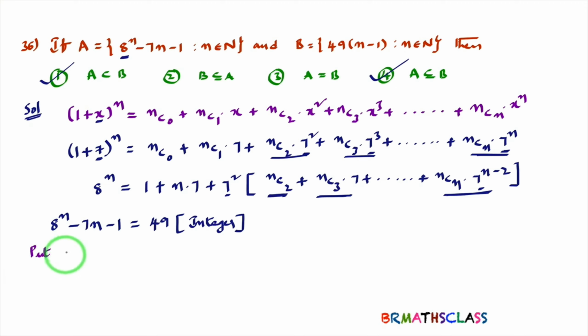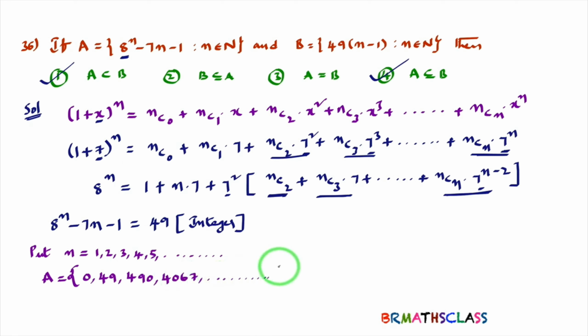First let me explain. I will put n as a natural number in set A as well as set B. All natural numbers I am taking. All these numbers I'll keep in set A. Just to understand, I am writing these steps. Not at all necessary to write these things in examination. If I put n equal to 1 in this, I am getting 0. If I put n equal to 2 in this, you will get 49. You can check if you want. You just put n equal to 2 in this and simplify, you will get 49. Put n equal to 3 in this, you will get 490. Like that, if you put n equal to 4, then you will get 4067. Like this type of numbers you are getting in set A.